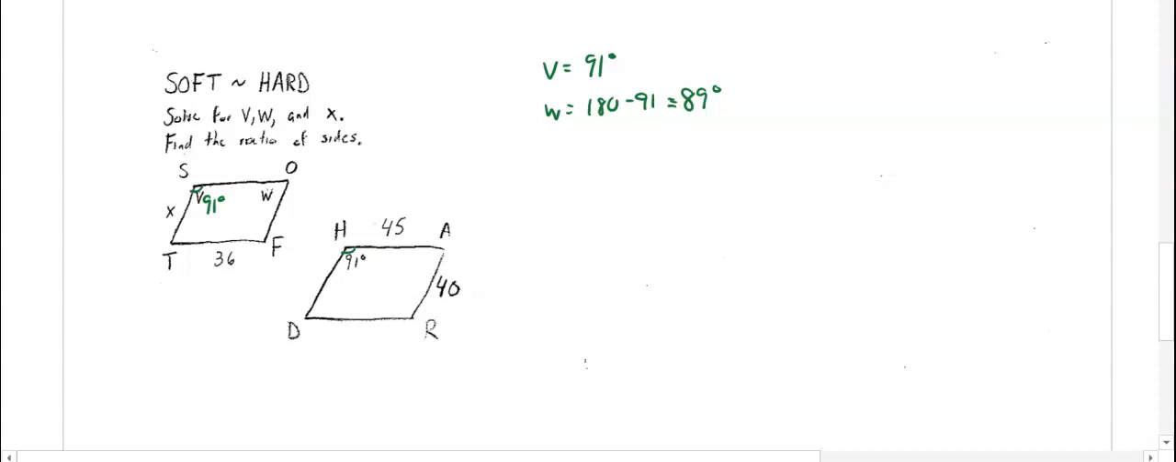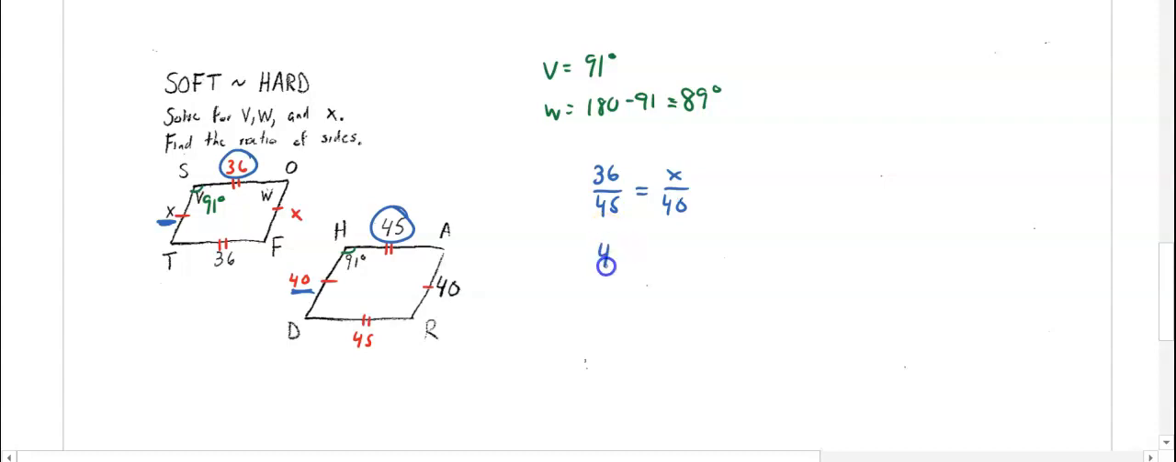Last, we want to find x. So remember that all of our sides might not have numbers on them, but our opposite sides are congruent. So in SOFT, we have two sides that are 36 and two sides that are x. In our parallelogram HARD, we have two sides that are congruent on the top and two sides that are congruent on the bottom. So we have two sides that are 45 and two sides that are 40. When we go to solve for x then, SO is the first two letters. It corresponds with HA. So we have 36 over 45 equals. Then x is the side ST. It corresponds with HD. So we have x over 40.